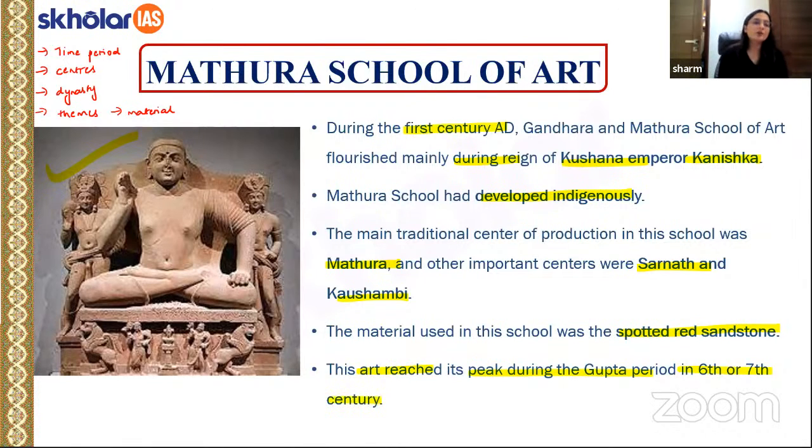So here, students, as I have told you, we have covered the time period. We have covered the important centers. We have covered the dynasty that was prevalent during the flourishing of Mathura School of Art. Also, we have covered the time period in which the climax of any particular school of art has reached, and herein it will be the Gupta period. Now, students, we are going to talk about the themes that were depicted in the Mathura School of Art. Apart from that, I would also like to tell you that we have also covered the material of construction, that is spotted red sandstone.